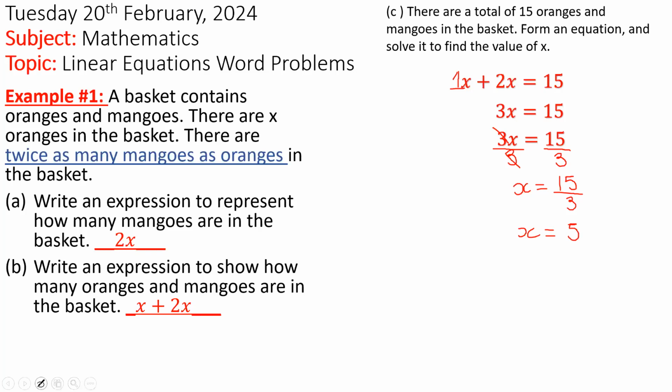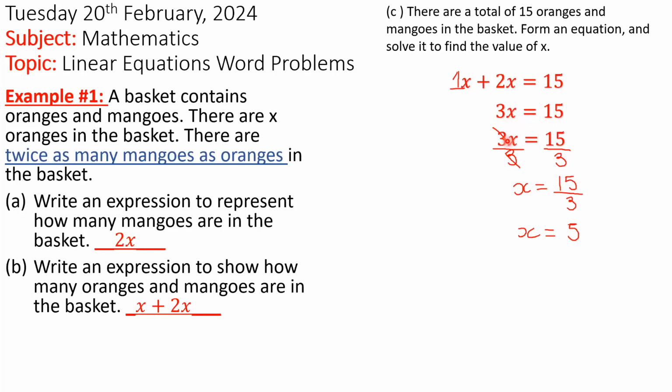Okay, so let me explain one more time what I did. The first thing we do is set the two values equal to each other. So we have 1x plus 2x equal to 15. Whatever we have on the left-hand side, we combine. What is 1x plus 2x? I need everyone to answer these. 3x. Very good. And so it's going to be 3x is equal to 15.